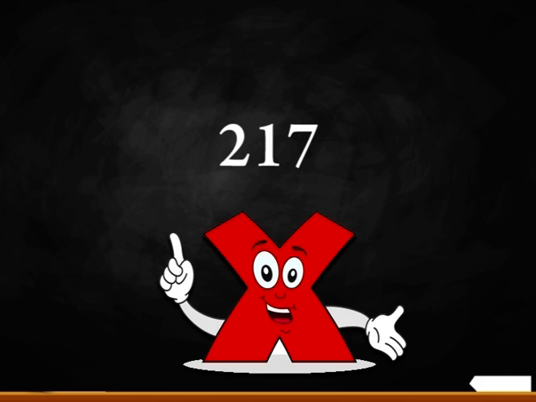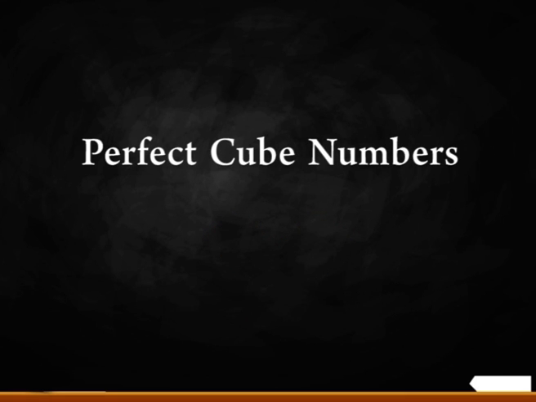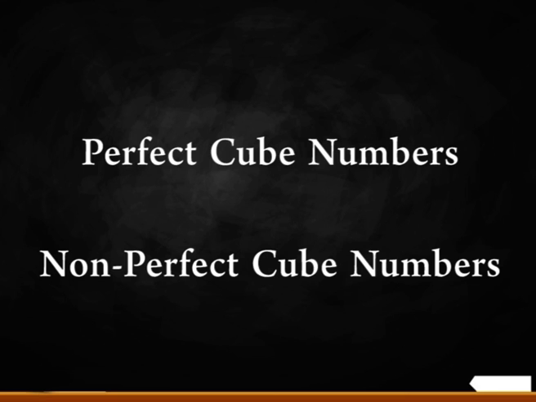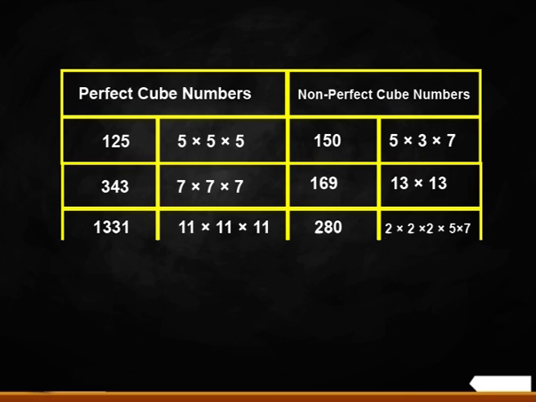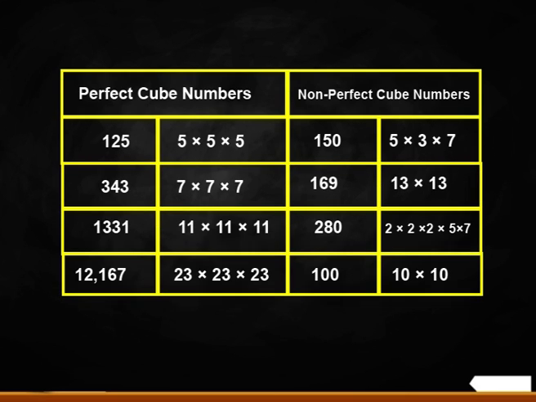But is 217 a perfect cube? No, because it does not have exact factors which can be multiplied by itself 3 times to give 270. There are a few more examples of perfect cube numbers and non-perfect cube numbers. I am going to provide you a table with perfect cube numbers and non-perfect cube numbers.